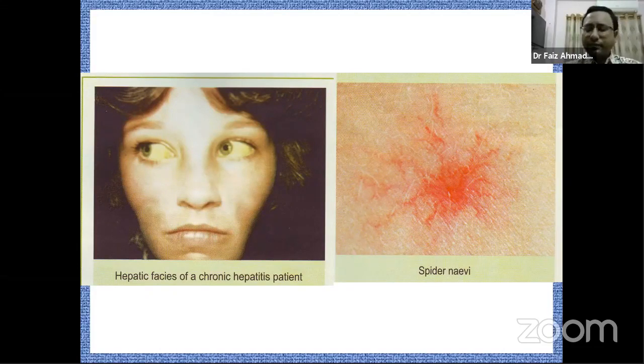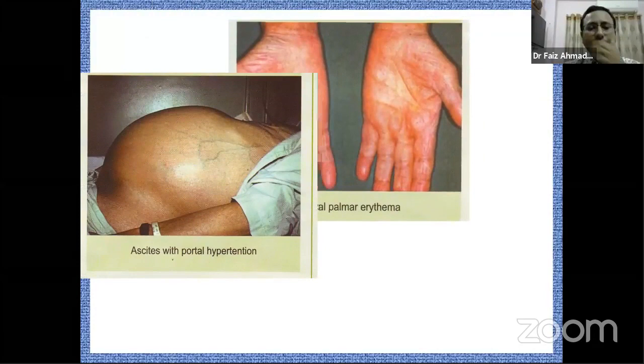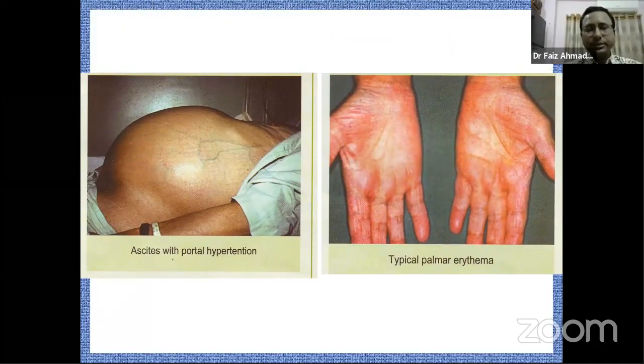In a healthy person, one or two spider nevi could be found, but in cirrhotic patients they are numerous in number. Sometimes spider nevi could also be found in a pregnant lady, particularly in the third trimester of pregnancy. In a patient with ascites, you can also see palmar erythema. This is also a stigmata of chronic liver disease, where the palms become erythematous, particularly the thenar eminence and the hypothenar eminence, and also the pulp of the fingers.